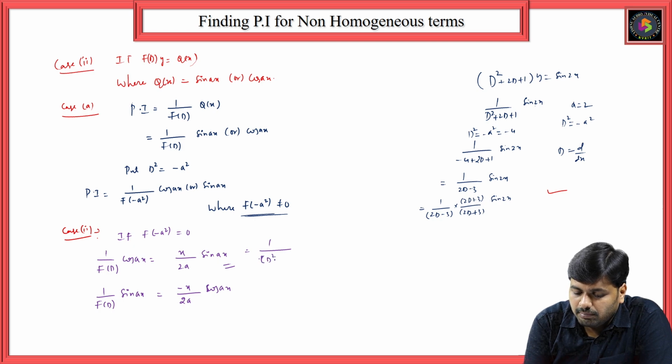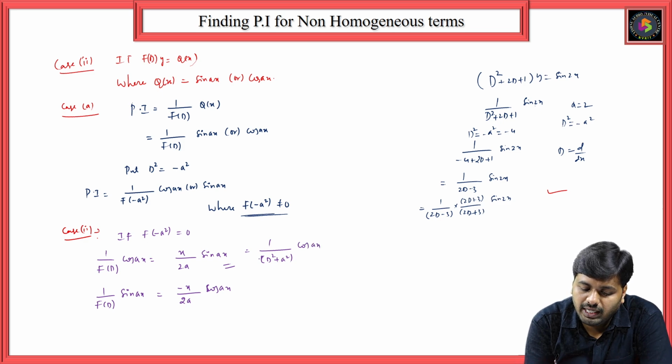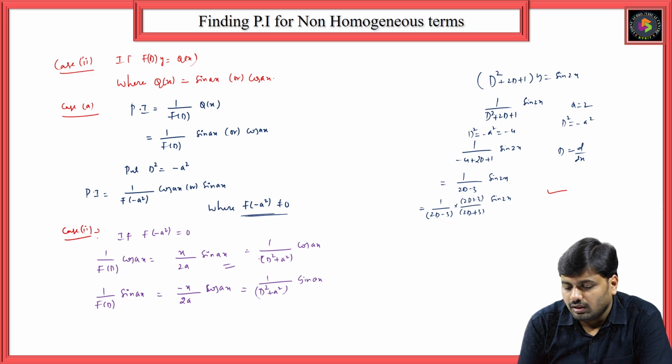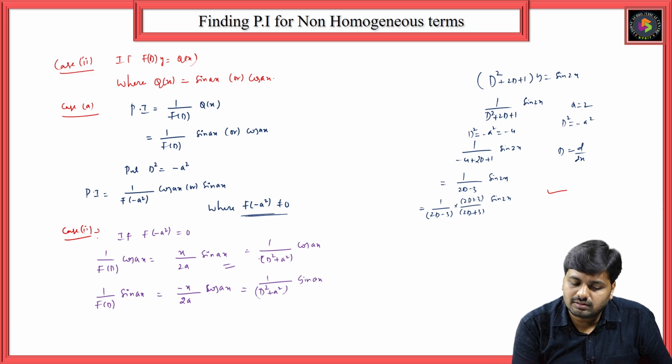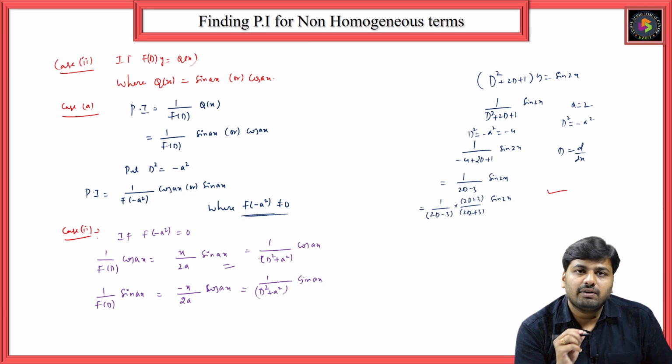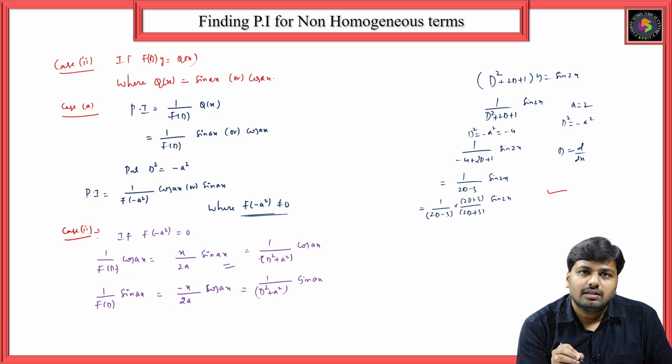This is the case for D square plus a square with cos ax; f of minus a square becomes 0 directly. The same way, when it is D square plus a square with sin ax. The possibility of getting this is when f of D contains only even powers of derivatives, that is D square, D power 4, D power 6. Then f of D becomes 0.